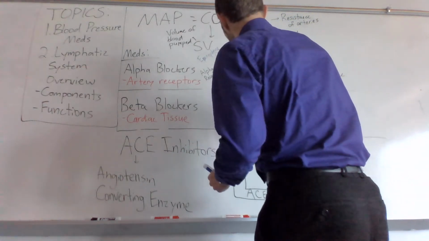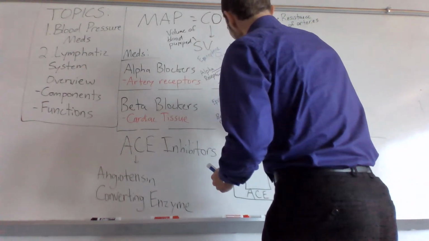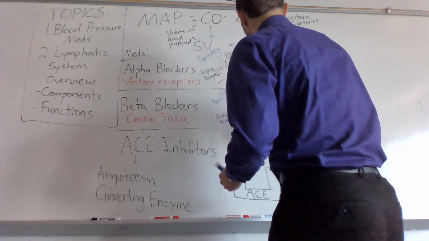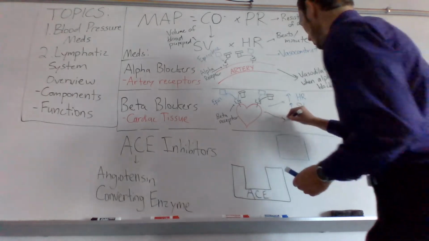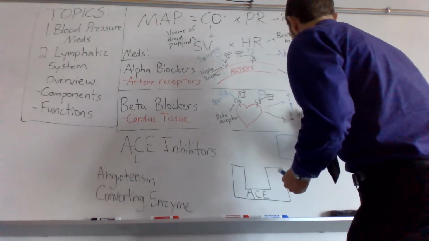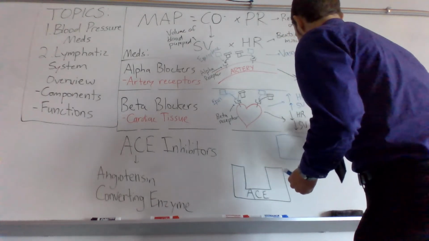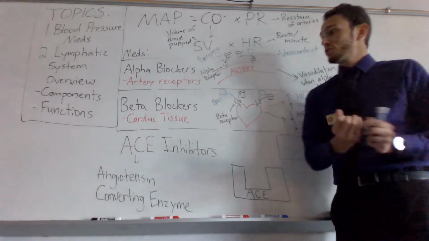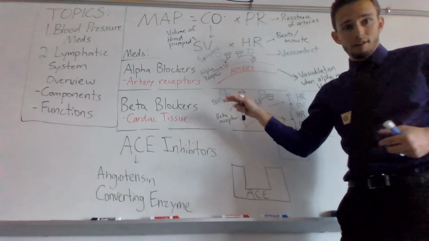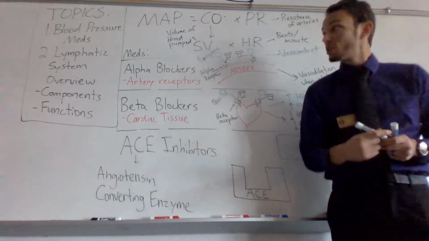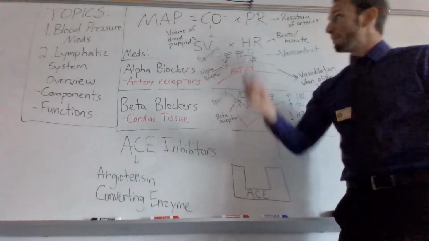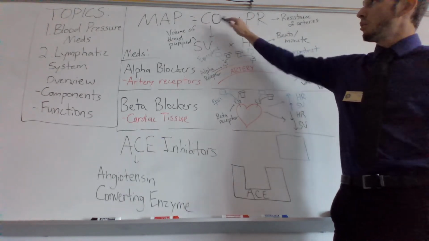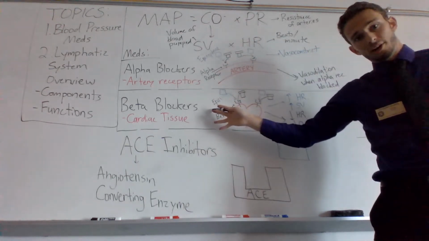So these beta blockers are going to come in. They are going to bind to those receptors, blocking epinephrine, and that is going to lead to a decreased heart rate, decreased stroke volume, and therefore decreased blood pressure. So these are two very common medications you may have heard about that decrease mean arterial pressure by decreasing either peripheral resistance with our alpha blockers or our cardiac output with our beta blockers.